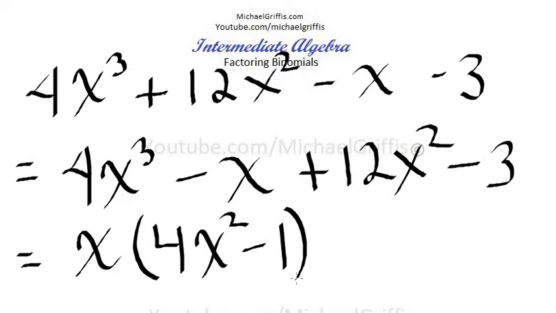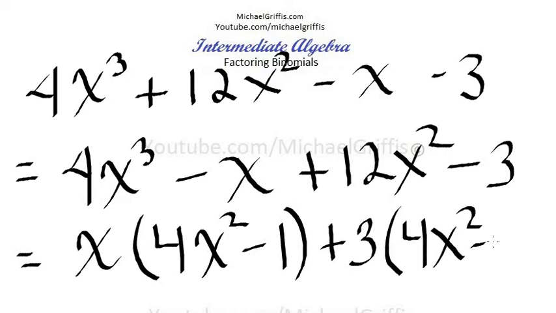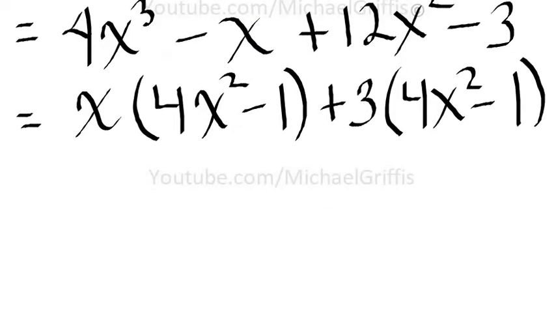Now let's factor out a 3 out of these next two terms, and we're going to be left with 4x squared minus 1. See that? Okay. What do we do now? Well, it's pretty easy from here.